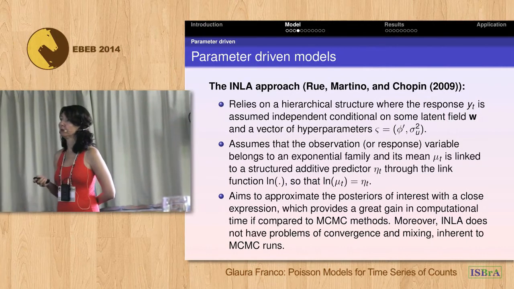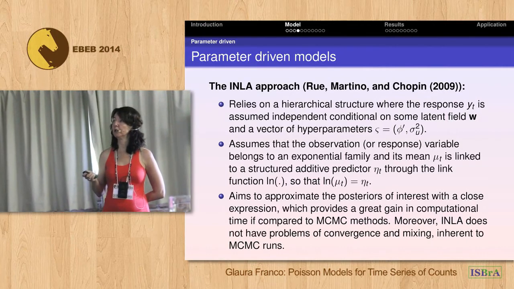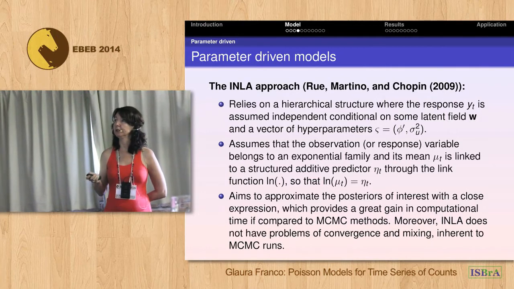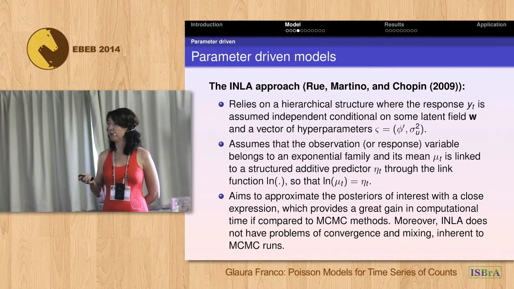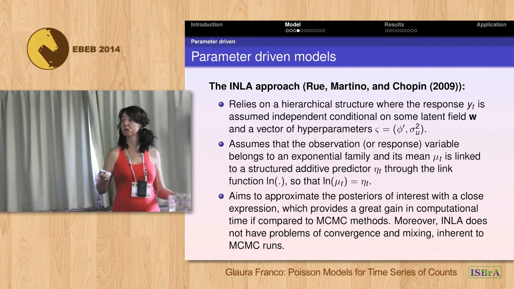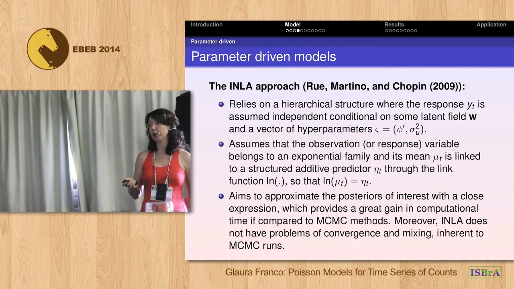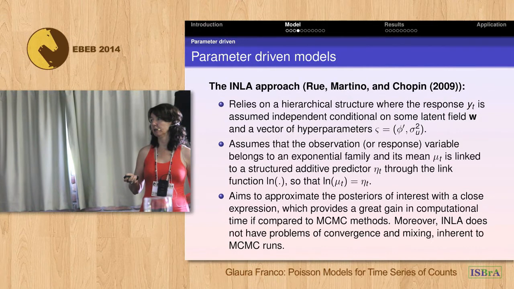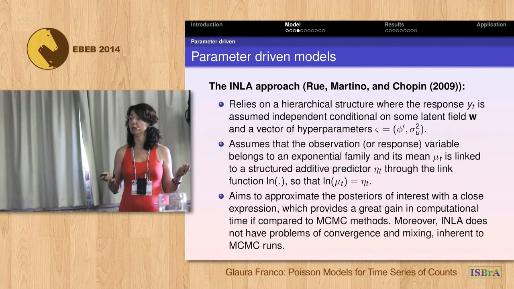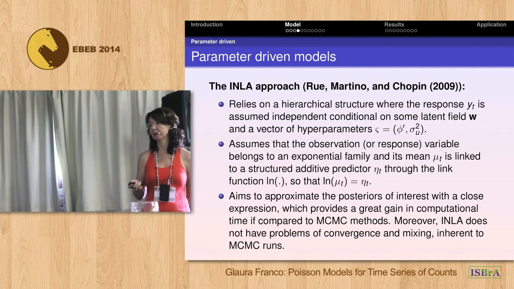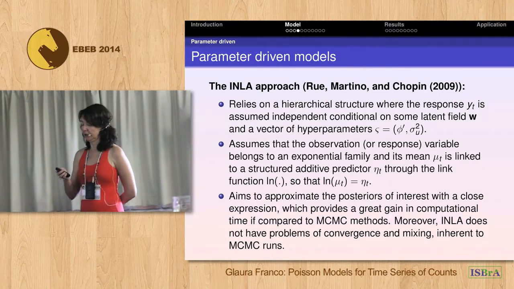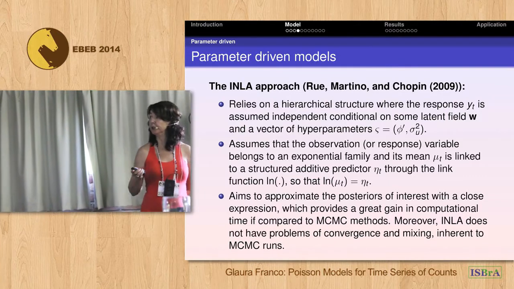The INLA approach, I'm not going to talk much about this, but it was proposed by Rue in 2009. It assumes that the observation belongs to an exponential family, as is our case here, with mean μt, and is linked to the predictor through the link function, so just what we have here. And it aims to approximate the posteriors with closed expressions, so it provides a great gain computationally compared to MCMC methods. And it does not have problems of convergence. So we decided to use it here.